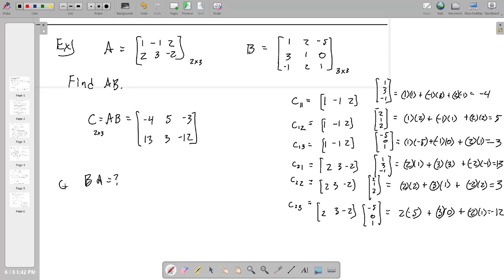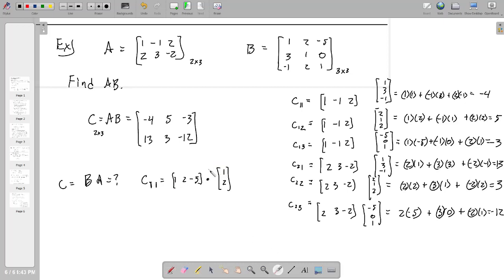So if we said that C is equal to B times A, then we would be looking for C, a 3 by 3 matrix. So C11, and this should automatically just stop it from happening. So C11 would be the first row of B times the first column of A. So first row of B, 1, 2, negative 5, times the first column of A, 1, 2.